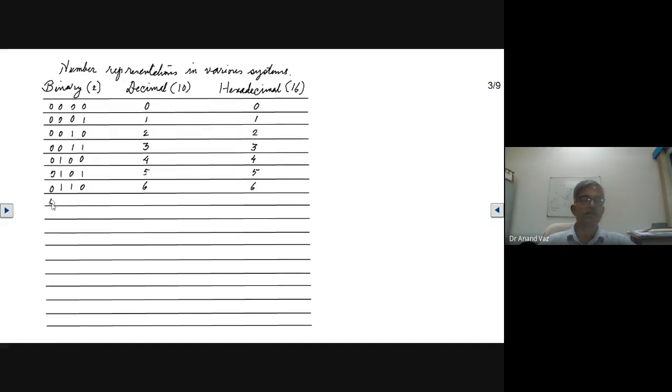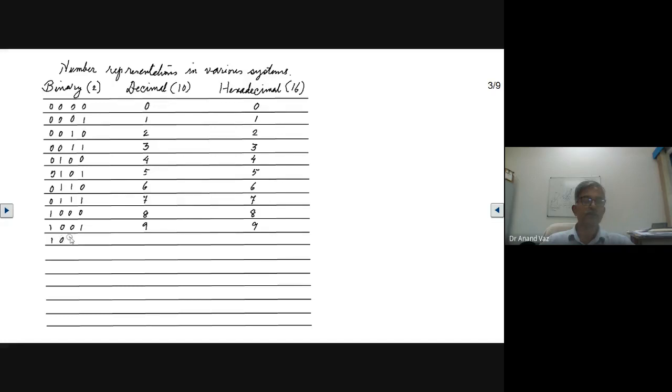Here you have 0, 1, 1, 1. This is 7. And here also you get 7. Then 1, 0, 0, 0. This is 8. This is also 8. Here you have 1, 0, 0, 1, 9. Here also 9.